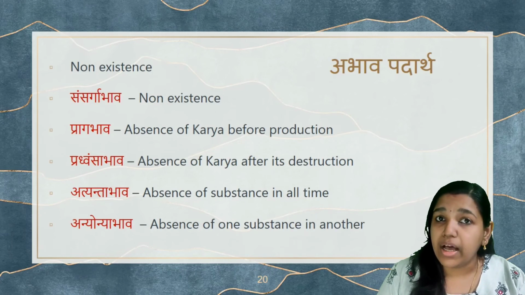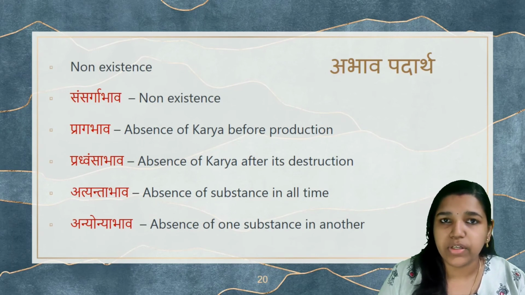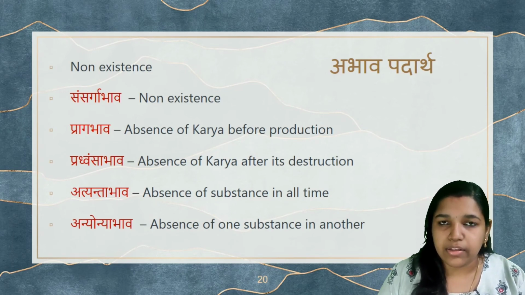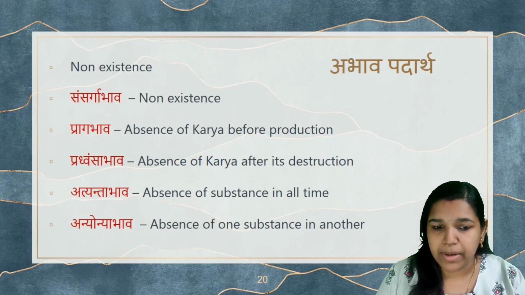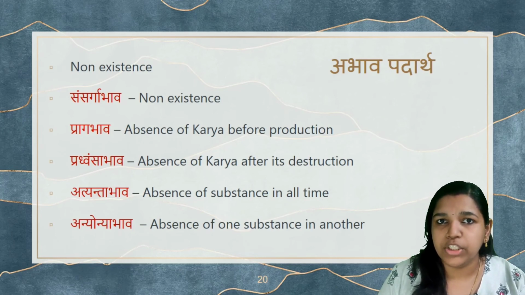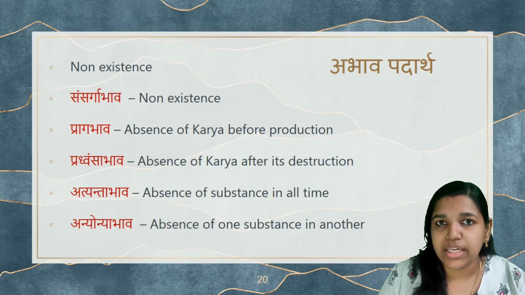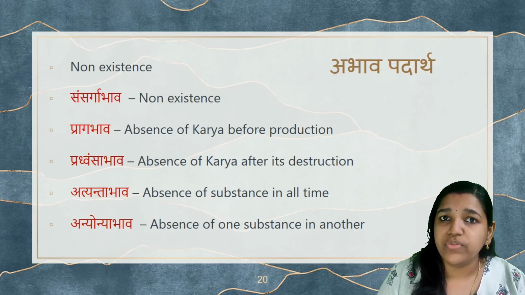And the third type is atyanta abhava, that is absence of a particular thing in all the time, that is prak or pradhvamsa, or all the time the absence of a particular thing is there, that is considered to be atyanta abhava. And the second type of abhava padartha is anyonya abhava, that is absence of one substance in another thing, that is all the substances have a particular identity or individual features are there, so based on that we can differentiate each dravyas. So one particular property of a dravya won't be seen in another dravya. So that absence of a particular property or absence of one substance in another one.